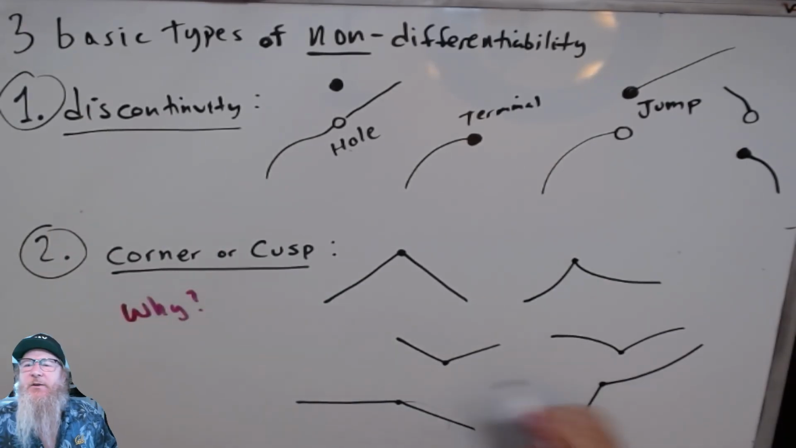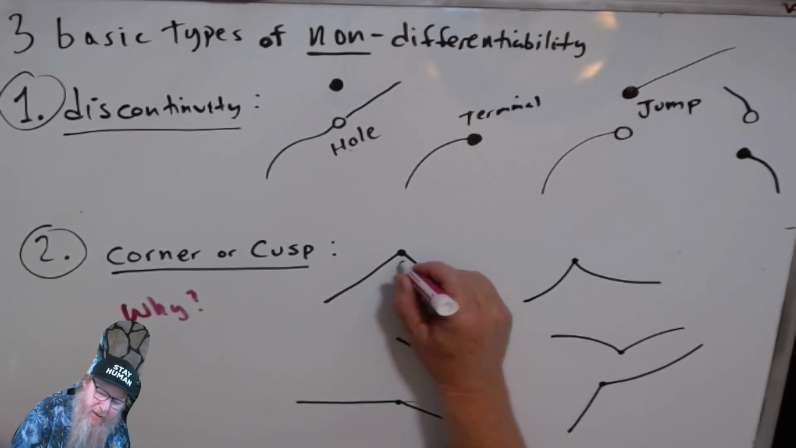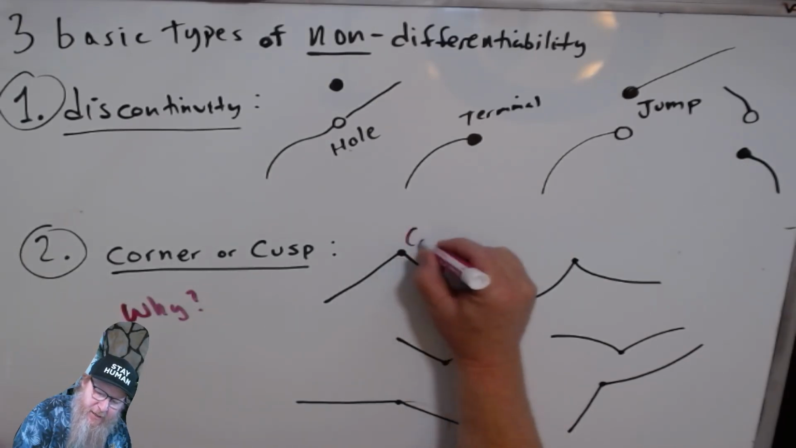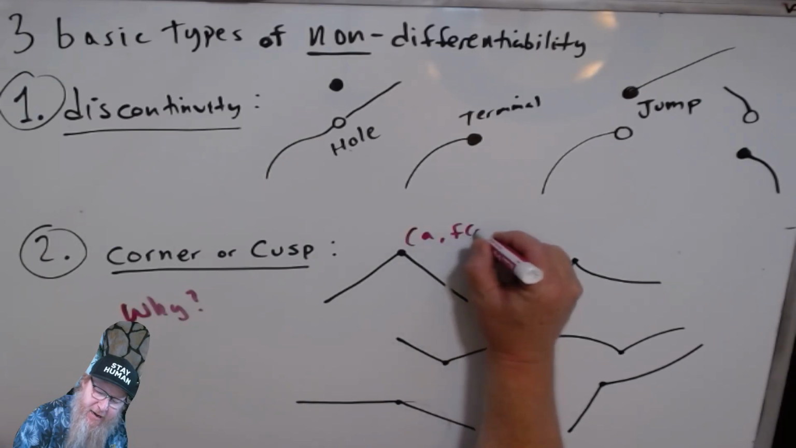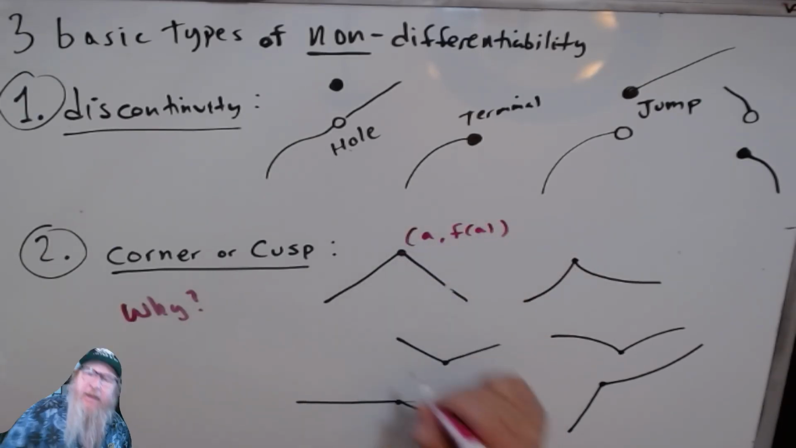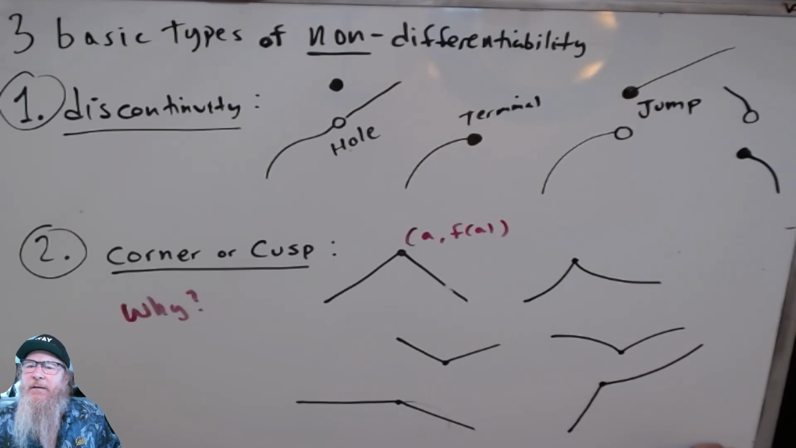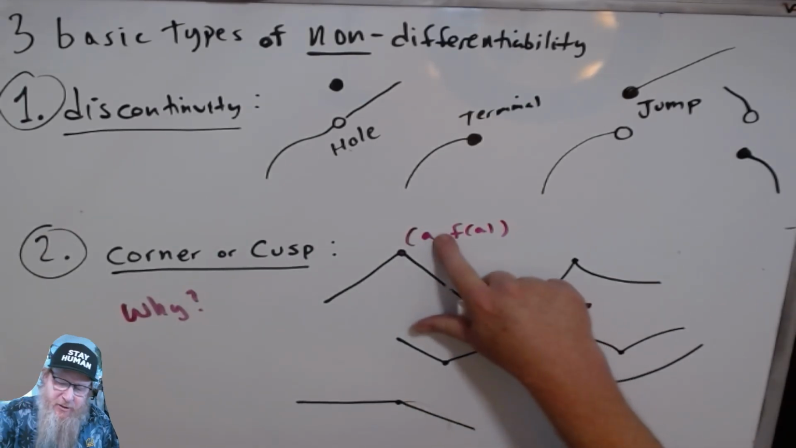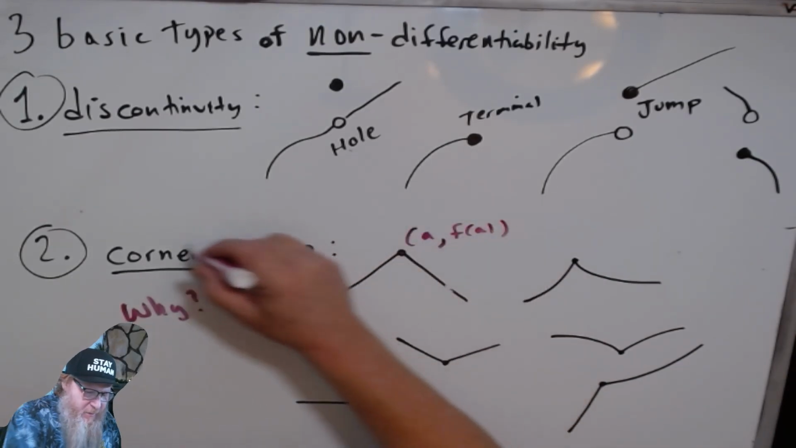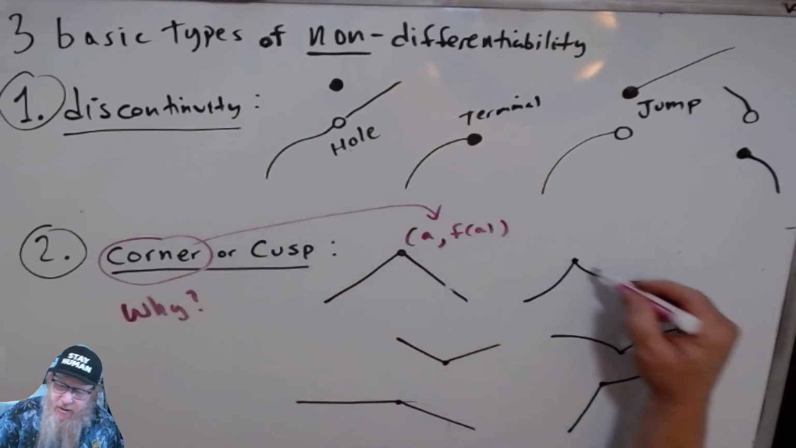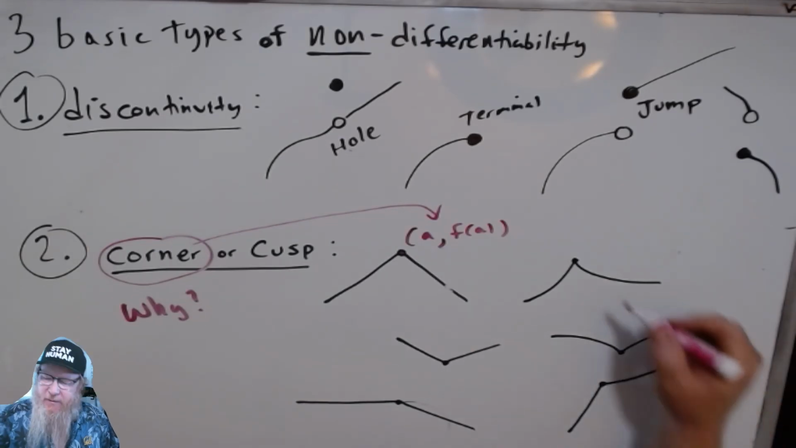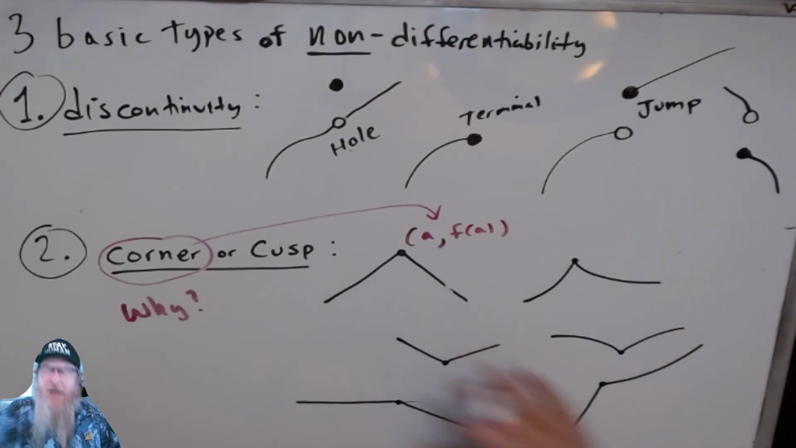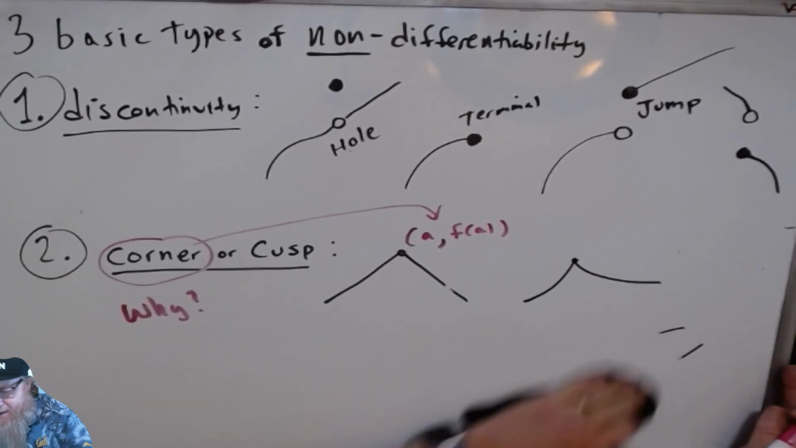All right, why is the corner or the cusp non-differentiable? Well, it has to do with this point here. So this is the point A, f of A. That's the corner. It is continuous at that point. It's not broken. So we actually do have a corner, or a cusp. Cusp would be this one. Let me just talk about the corner here. Why would that not be differentiable?